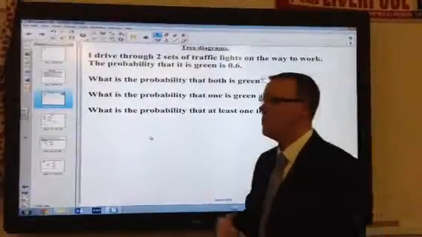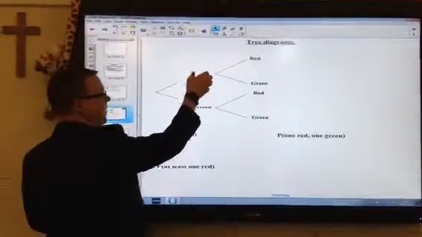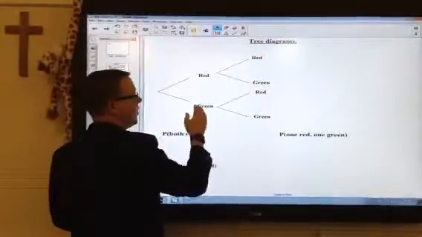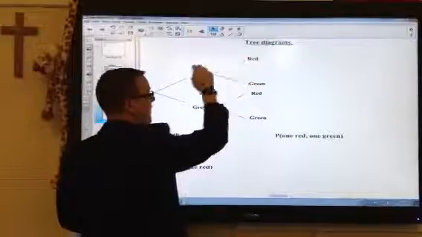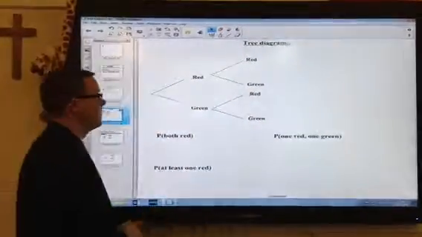Okay, so we first of all draw out the tree diagram. This is the first set of lights, so we can have either red or green. And then this is the second set of lights, where we can have red or green. So there are four different types of outcomes. We can have red and red, red and green, green and red, or green and green. Those are the four different outcomes.